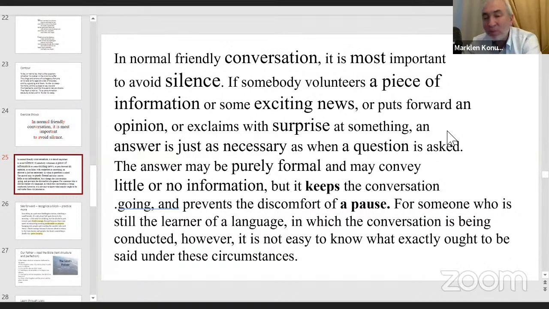Listen. I will be stopping where I want to stop. I will be starting where I want to start. And in that particular case, you will not even notice that my reading is artificial one way or another. Okay. I'll be saying, in normal friendly conversation, it is most important to avoid silence. If somebody volunteers a piece of information, I can say like that, or I can stop after the word piece. If somebody volunteers a piece of information, I can stop after the word information.